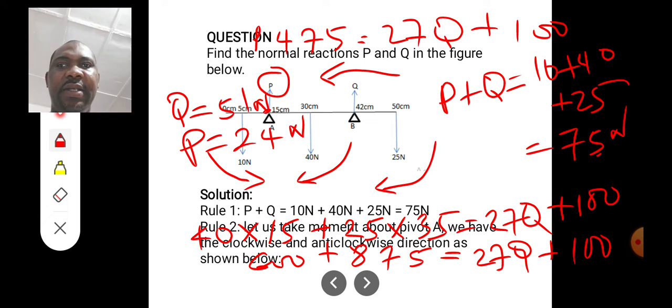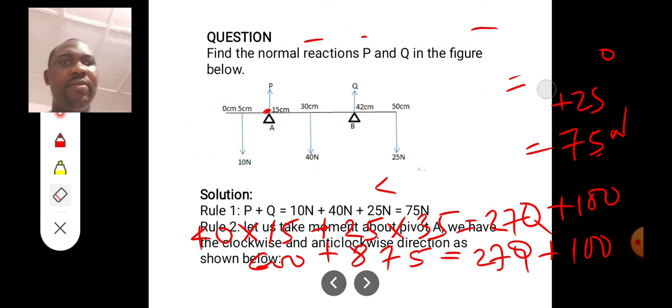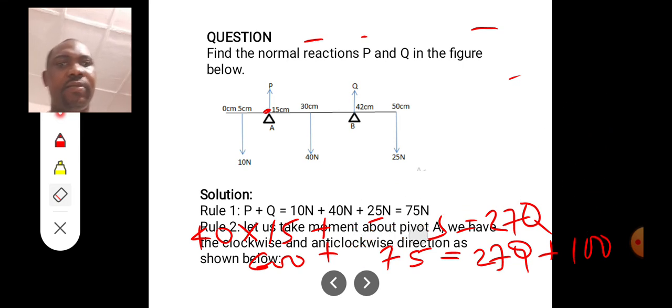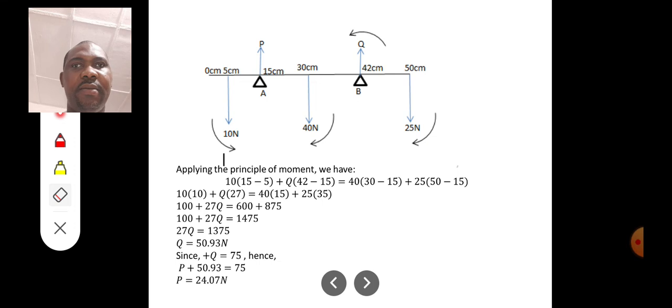Okay, so let's see what we have here, as I rub this off. Yeah. You see that? Exactly what I just explained. So you can use this to work, applying the principle of moment.